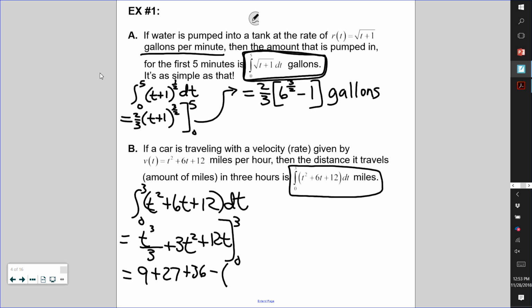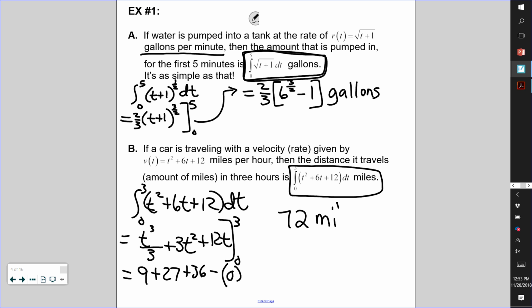But always check, because on the problem above, 0 did not give me 0, right? So it's always better to write minus 0 like that so that I know, hey, I checked it. I didn't mess up. It actually is 0. Then you just get your numerical answer, which I think is 72.